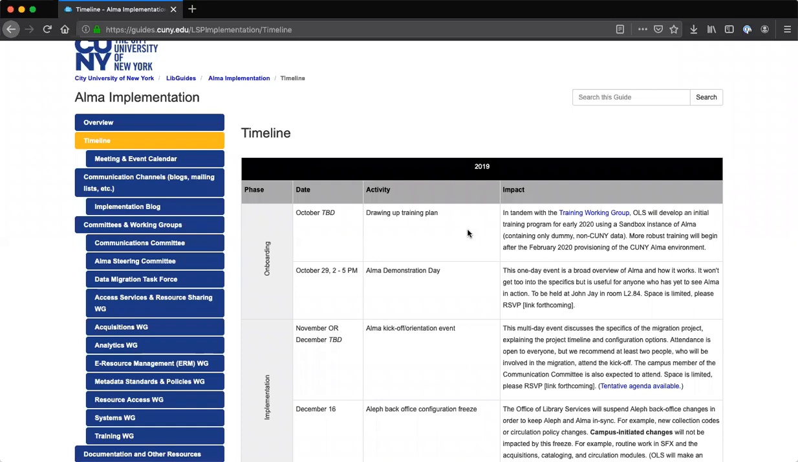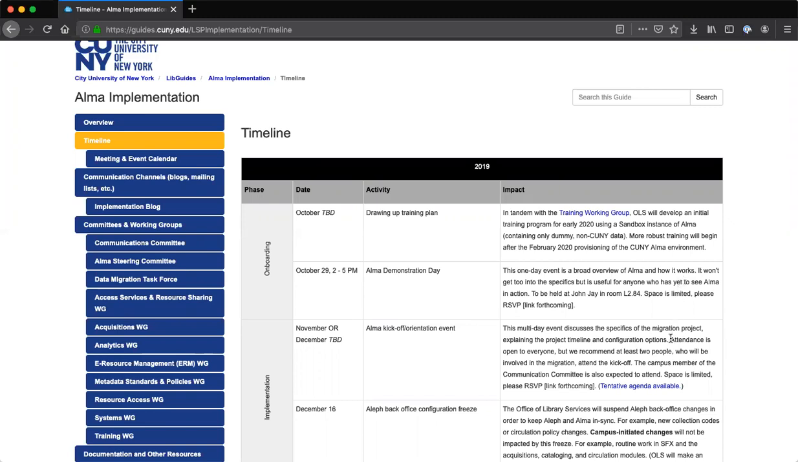Ex Libris, the vendor behind Alma, breaks the Alma implementation into three phases. Onboarding, which is the configuration of Alma's backend, does not really impact the day-to-day work of the campus libraries, but it very much does the work that OLS is doing. The implementation phase is when the data begins to be migrated into Alma and campuses learn to use it, which does impact the campus libraries. This will be the bulk of our project, and we'll talk about that in a minute. And then the third and final phase is the go live, which is when the move to Alma is completed, which also very much impacts the campus libraries, because that's when we will start using Alma for our day-to-day operations.